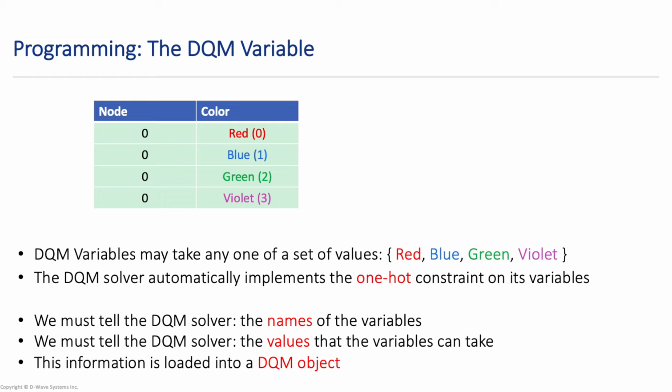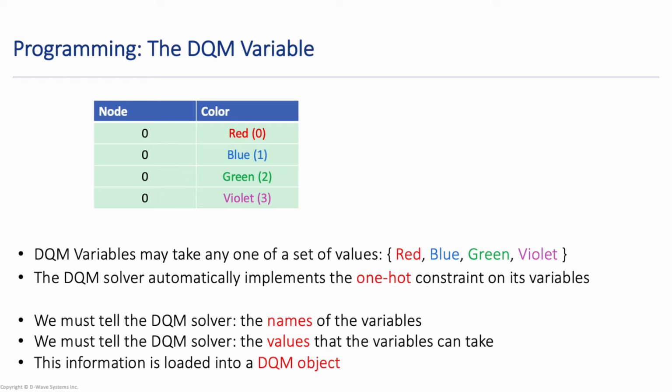Now, another important point, that's the next point on the slide here, is that the DQM solver automatically implements a one-hot constraint on its variables. We're not going to have to program the one-hot constraint. The DQM solver, when we define the variable this way, it's going to know that we want this to be one-hot, that only one of the colors is going to be turned on in the problem. And so this is going to be hugely useful when we go on to solve more complicated problems.